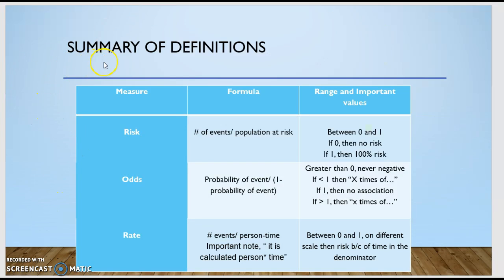This summary of definitions is just to highlight an easy chart to review the information we just reviewed in the previous slide. Again, in our measure column, we can see we have risk, odds, and rate ratios. Again, we have the formulas depicted here, which we had just gone over. And in the range and important values field, I did just want to highlight in this bottom one for rate, I know we went over the number of events out of person time. However, we must remember when we're calculating this, it is calculated as person multiplied by time. So when we go through our work assignment, we'll go through and explain how this is calculated.